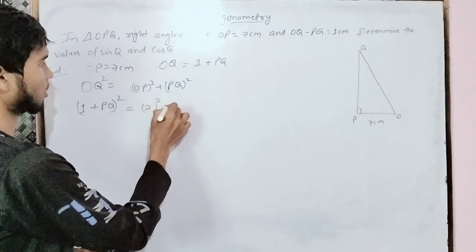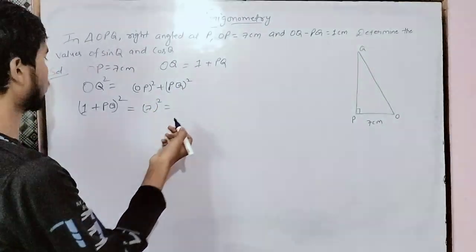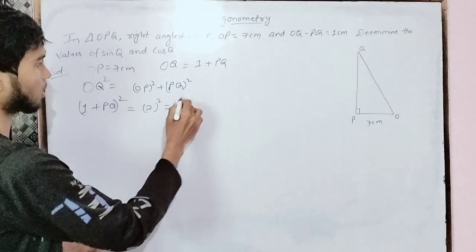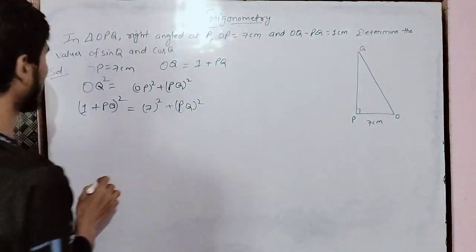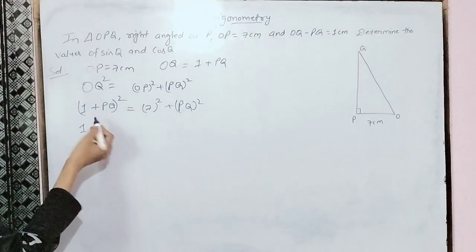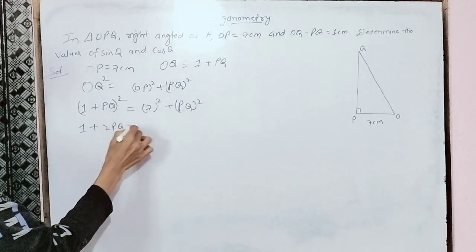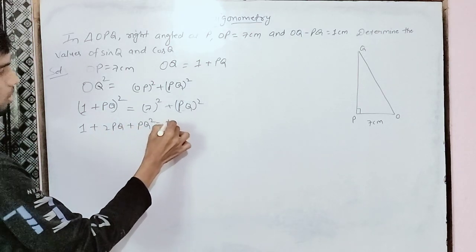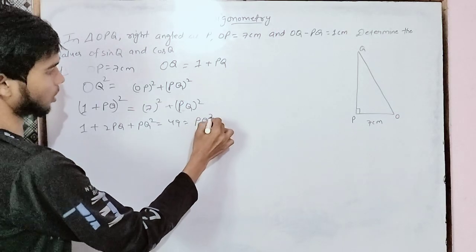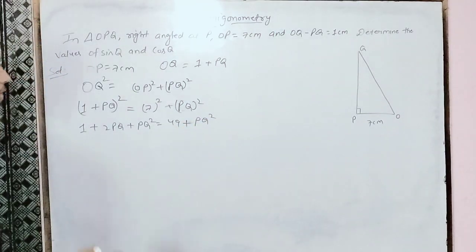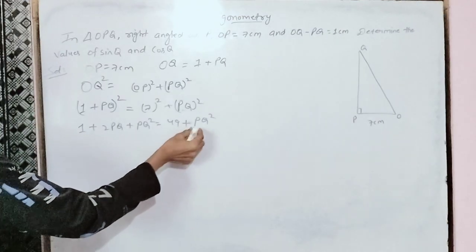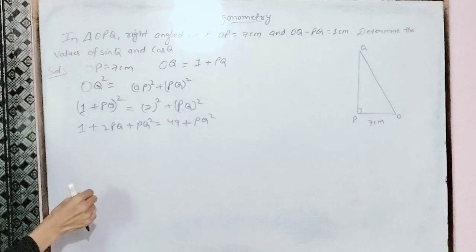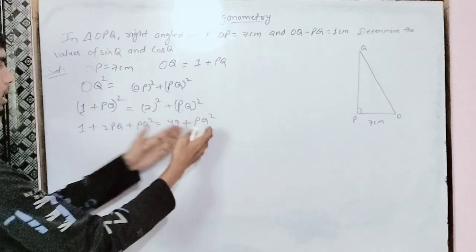Now here, whatever is given, OP is how much? 7 centimeter. Clear? So PQ squared, 1 squared, 2 PQ, PQ squared. 7 sevens are 49, PQ squared. Clear? What will happen when it comes to this side? It will come with a minus here. So this plus and this minus will cancel.